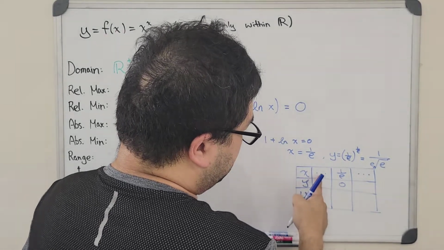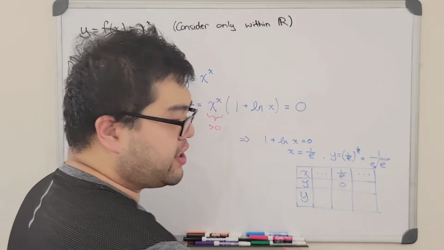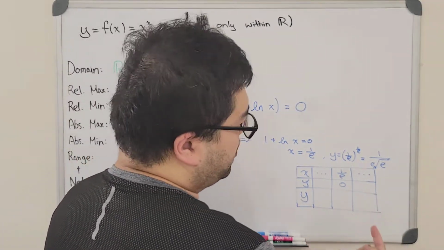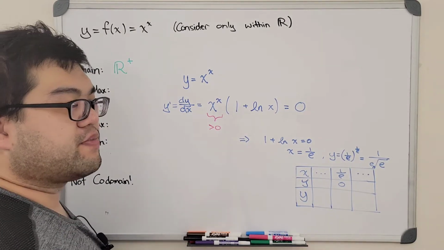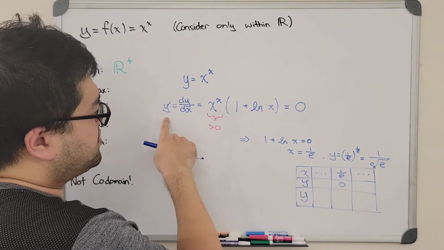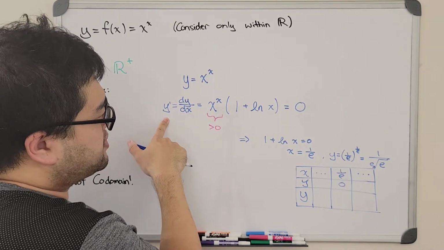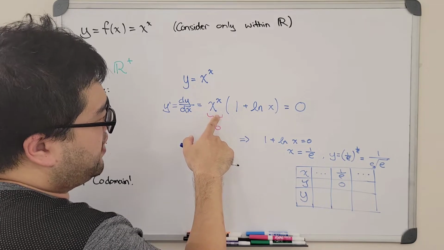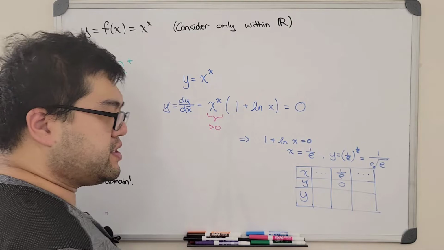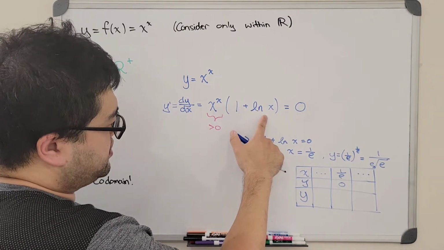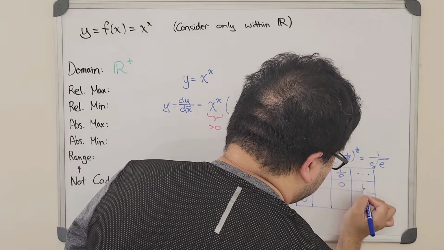Now we need to figure out the sign when x is less than 1 over e, as well as when x is greater than 1 over e. So when x is greater than 1 over e, we can just pick something such as 1, and then substitute back into our first derivative equation, which gives us a positive value times 1 plus ln of 1, where ln of 1 is just 0. So we have 1 plus 0, which is 1, also positive, and we end up with a positive value.